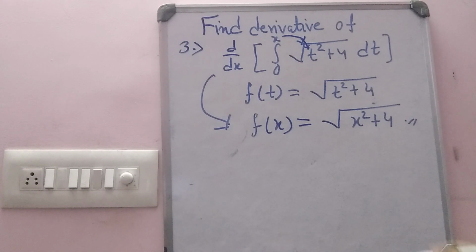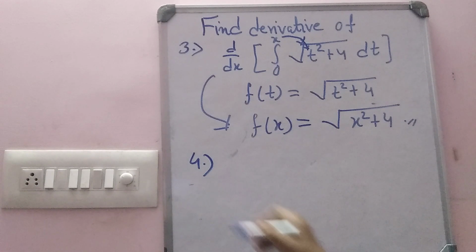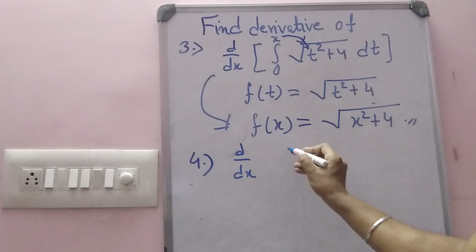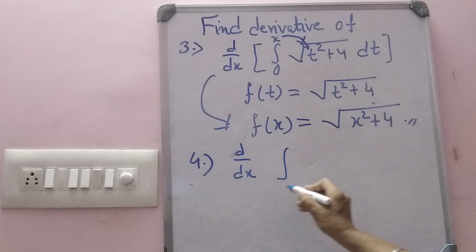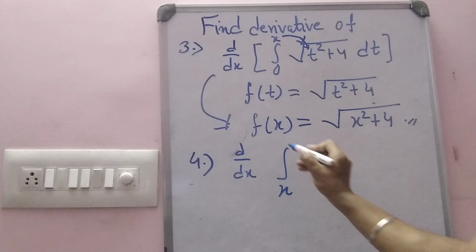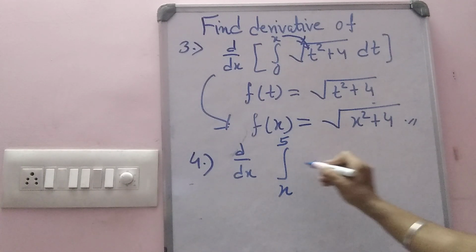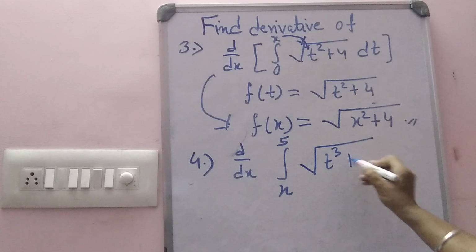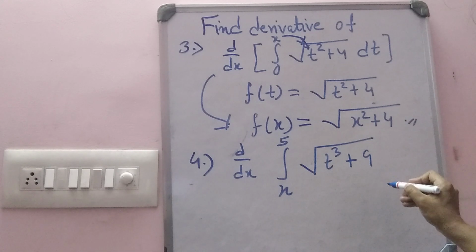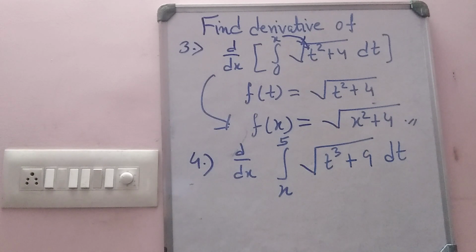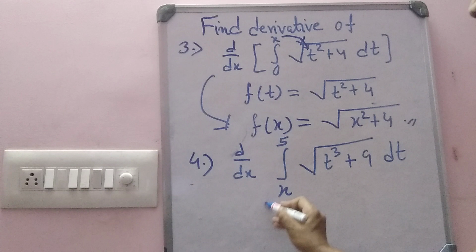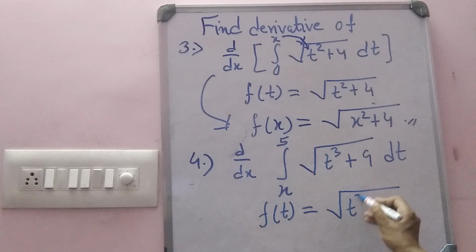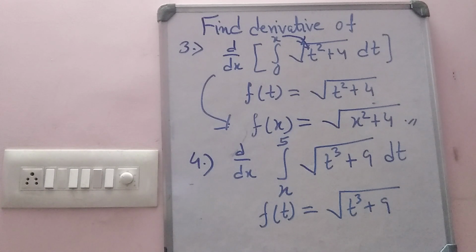Next I am taking the next problem, fourth problem. Derivative of integral x to 5 cube root of t plus 9 dt. Okay. Similarly, just like here, what is your f of t here? f of t is your square root of t cube plus 9.